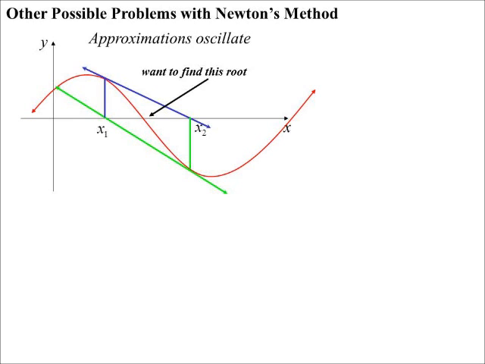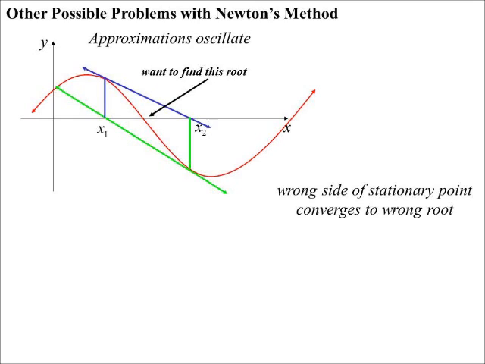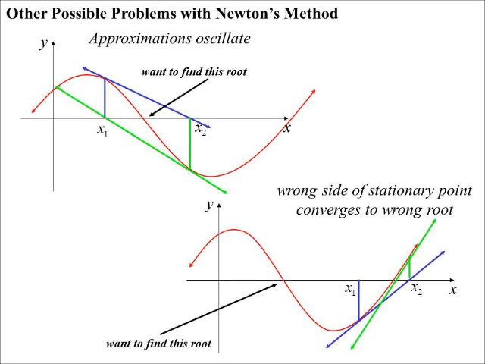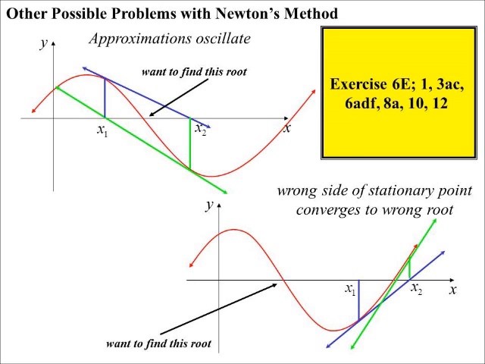Okay. As I was mentioning before, if you pick on the wrong side of the stationary point, it's going to converge, technical maths word there, to the wrong solution. So there's a graph. Say I wanted to find that particular solution, but I happen to pick over there. Well, the concavity of the curve is going to send me in the wrong direction. Okay. All right, a handful there to have a go at.